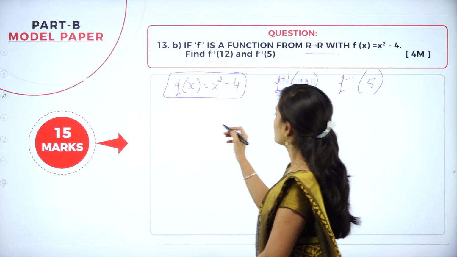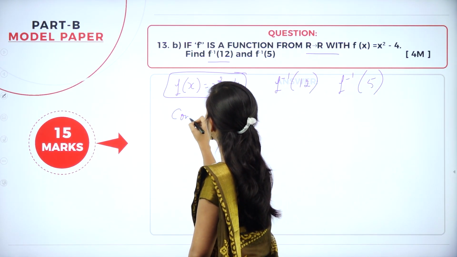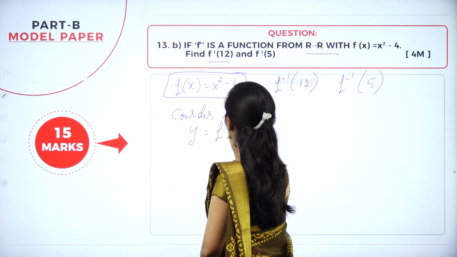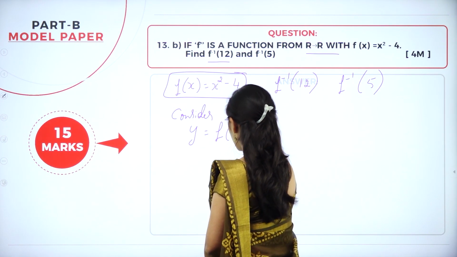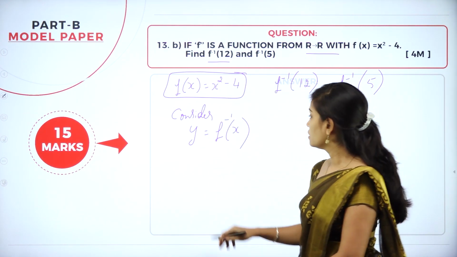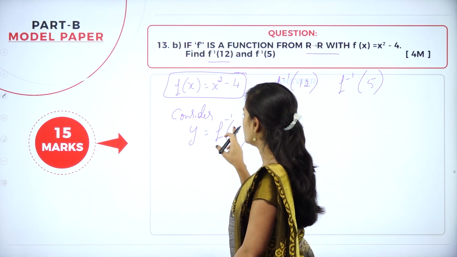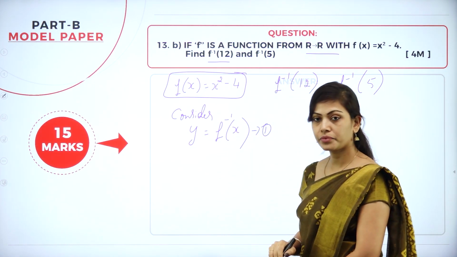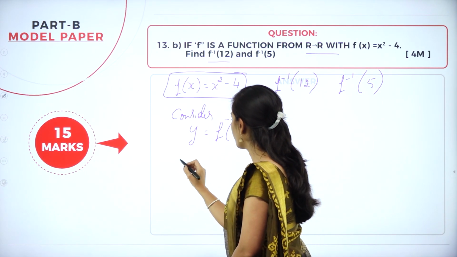So now consider y is equal to f inverse x. Clear? So consider y is equal to f inverse x. This is equation number 1. And now what is f of y?